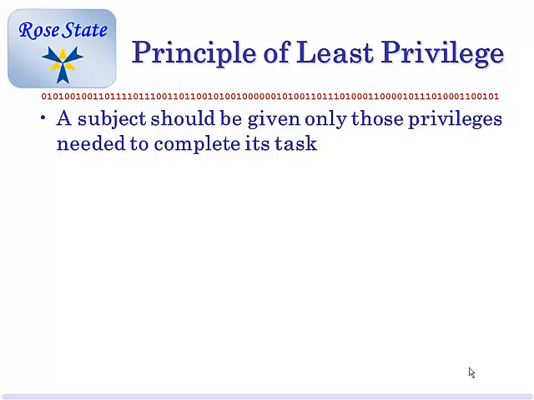First one is the principle of least privilege. A subject should be given only the privileges needed to complete his task. So does that mean Roy should have administrator privileges? No. Yes, if he needs it, yes. If he doesn't need it, no. So give you what you need to get your job done, but nothing else.